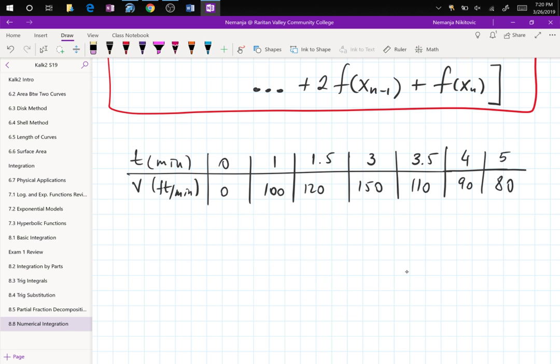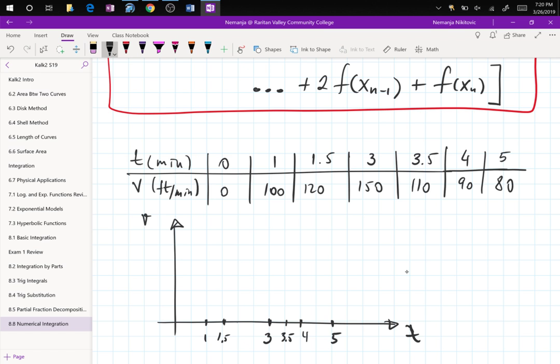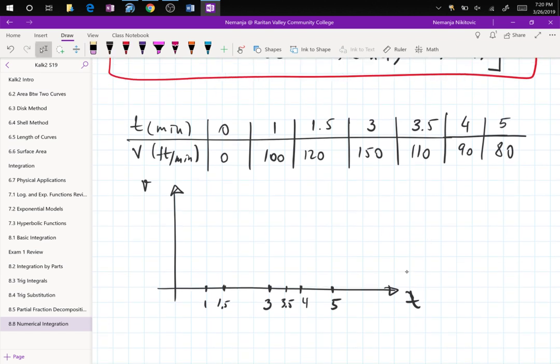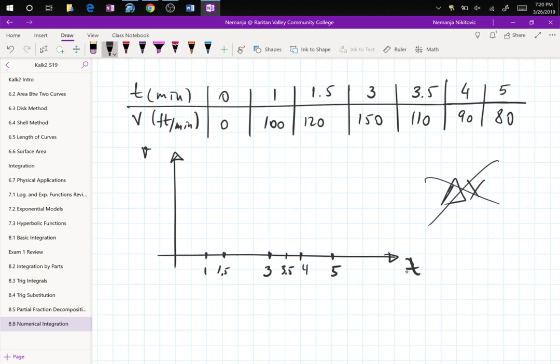Because these are the values you are using at the edge. So now if I want to graph this, I use the times 1, 1.5, 2, 3, 3.5, 4, and then 5. The velocity goes on top this way. So now what do we do? We don't actually need the heights, we can just use these ones. You do not have delta x in this case because it's not evenly spaced.